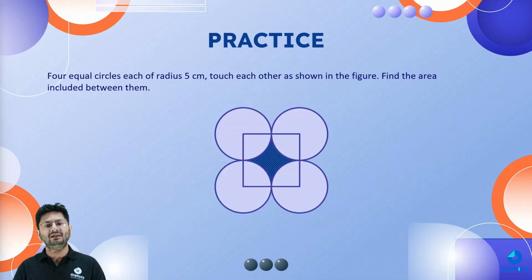So there are 4 equal circles, each of radius 5 centimeter, touching each other as shown in the figure. Find the area of the included region between them. So we have to find the area of this blue region.